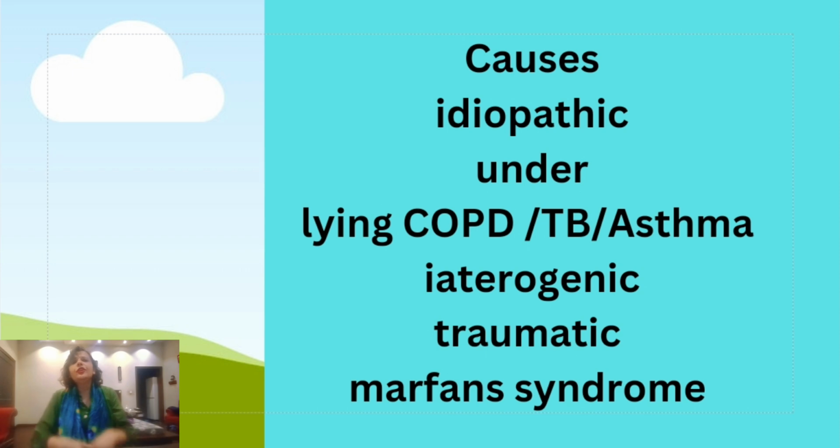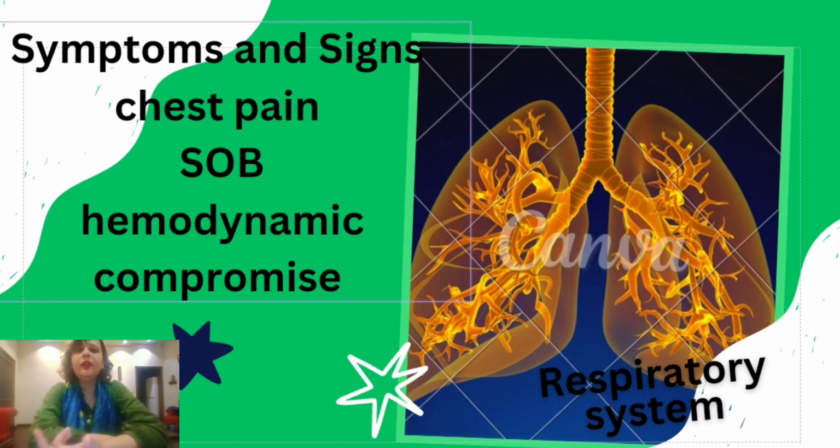Now, what are the causes of pneumothorax? It can be idiopathic, which means that it can be without any reason, or it can be because of an underlying lung problem like chronic obstructive pulmonary disease, tuberculosis, or asthma, or it can be iatrogenic. For example, when you are passing a CVP line or a double lumen catheter, you can accidentally enter the pleural space. Then it can be because of any trauma, and it is also associated with Marfan syndrome.